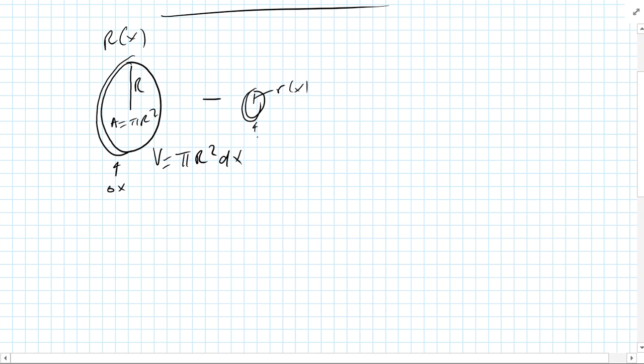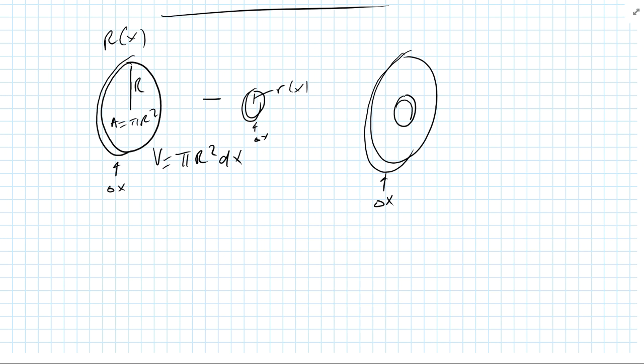Well, what happens if we subtract out a smaller disk with radius little r, which is a function of x, and that's a delta x? Do we produce a lifesaver, a washer? And in our washer, starting from the center, we have an inner radius little r, and we have an outer radius big R. Is it really just two problems in one?